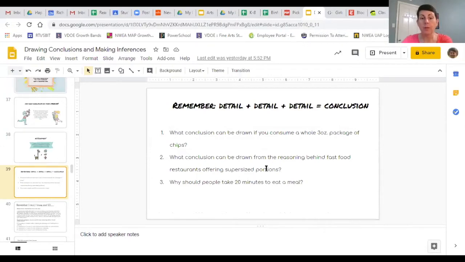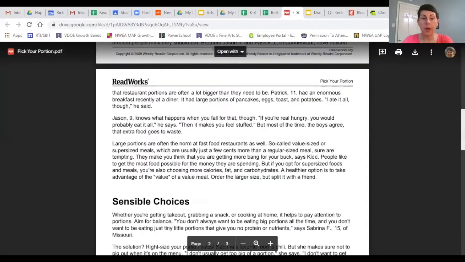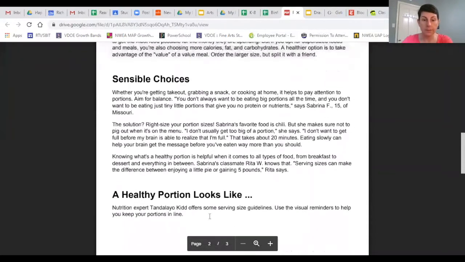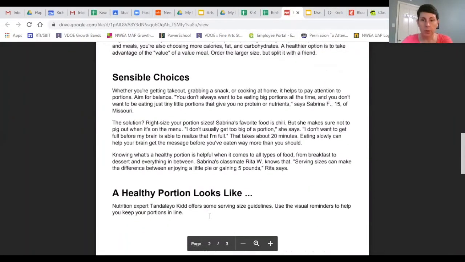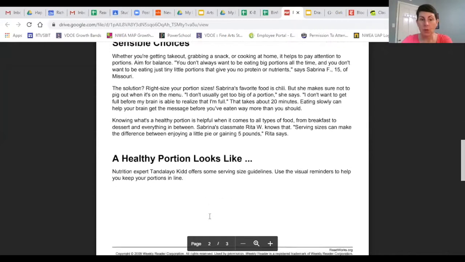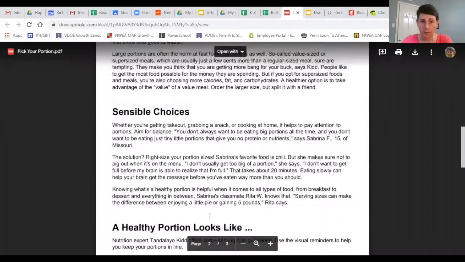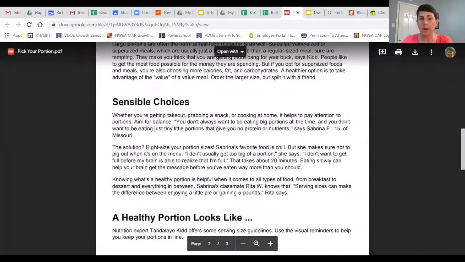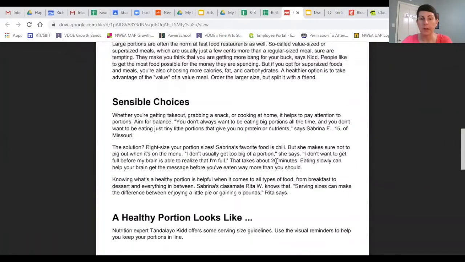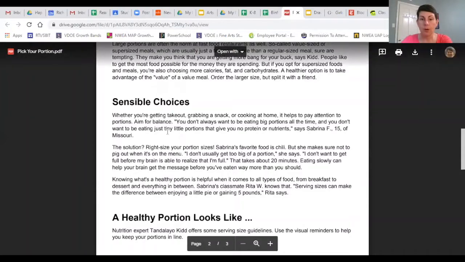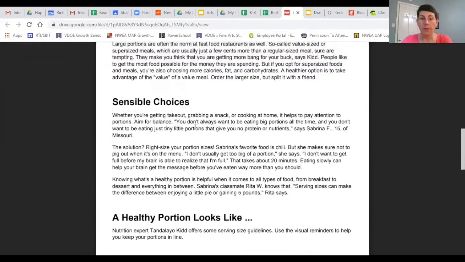Question number 3, why should people take 20 minutes to eat a meal? I have to go down here, and when I'm scanning and I know that it's 20 minutes, what I do is I try to look for the number. And I can see right here that it takes about 20 minutes. So if I read this part right here, beforehand, it says, I don't always want to eat big portions. If I take 20 minutes, it helps my brain get the message before you've eaten way more than you should.